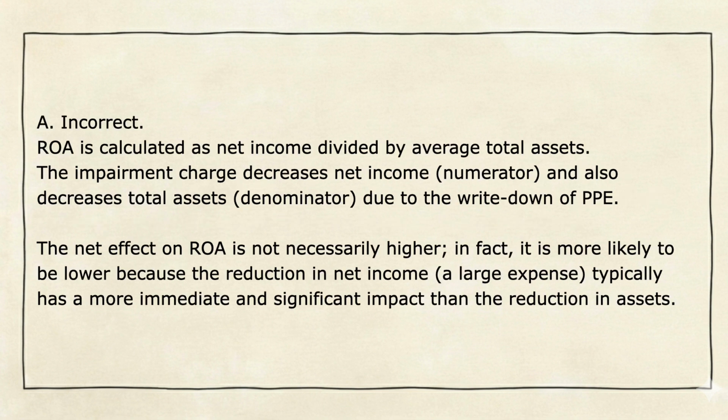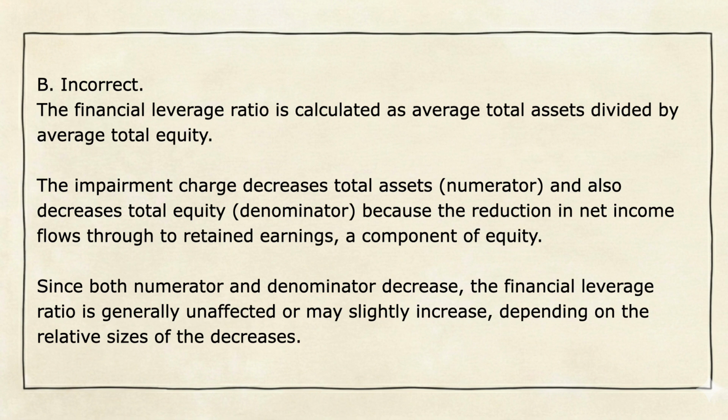A. Incorrect. Impairment charges decrease net income and total assets, potentially lowering ROA due to the larger impact of reduced net income. C. Incorrect. Impairment charges decrease both total assets and equity, generally leaving the financial leverage ratio unaffected or slightly increased.